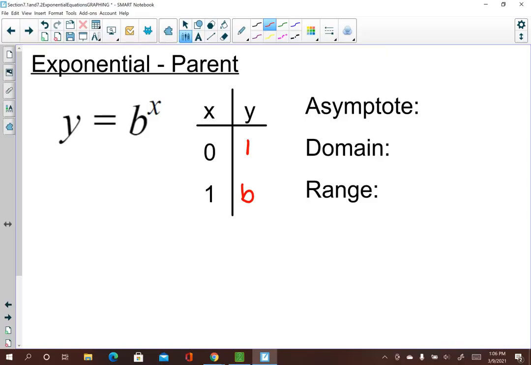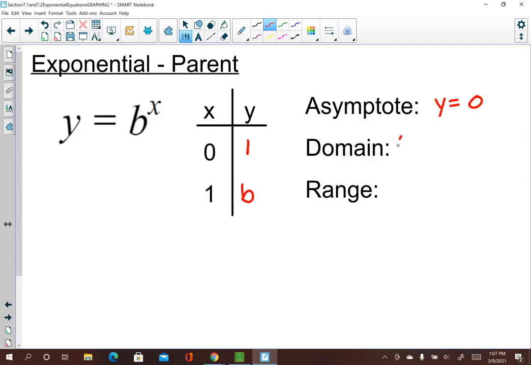Exponential functions also have something called an asymptote. It has a horizontal asymptote at y equals 0. What that means is there's a dotted line at y equals 0 that our graph approaches but never touches. It gets closer and closer and closer. It cannot cross through or touch the horizontal asymptote.